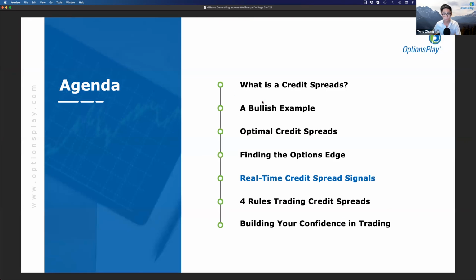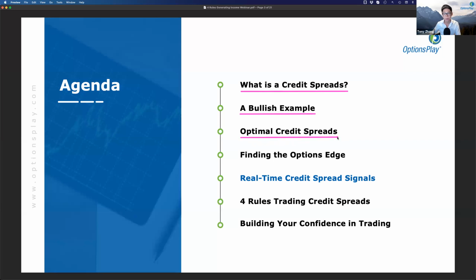So starting off, we'll take a look at what credit spreads are. I'm going to give you a bullish example of a credit spread today, one applicable to the current market conditions. We're not going to look at bearish trades just because we don't have enough time. But if you can understand the bullish example, the bearish example will simply be a mirror image of it, so it'll be fairly simple to understand the opposite.